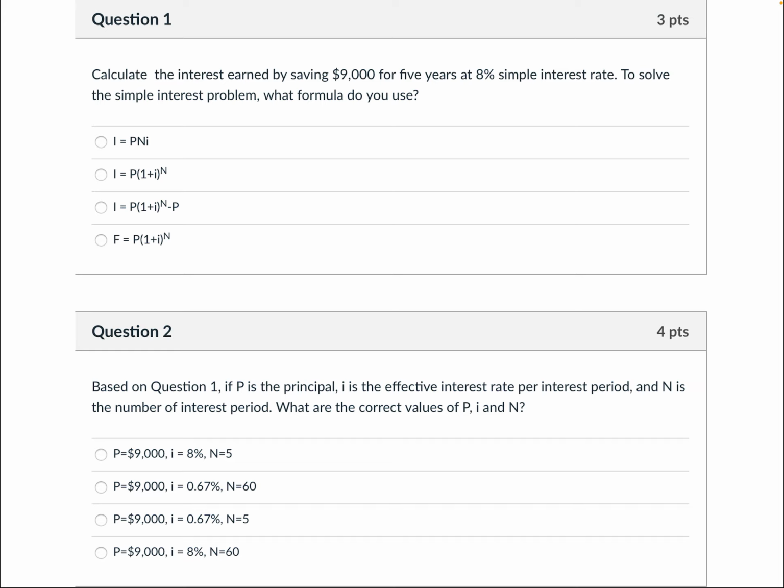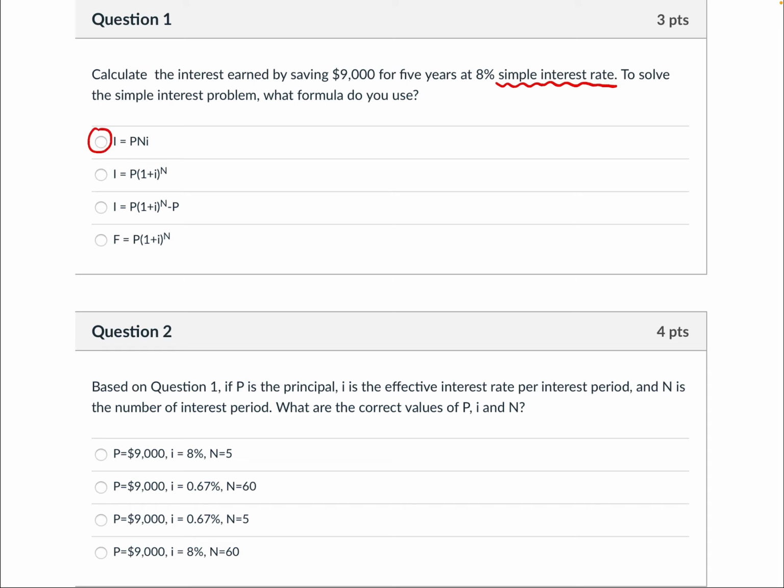Okay, so the first question in homework number 3 is to calculate the interest earned by saving 9,000 for 5 years at 8% simple interest rate. Okay, now to solve the simple interest problem, the formula you're going to use is this one, I equals PNI.